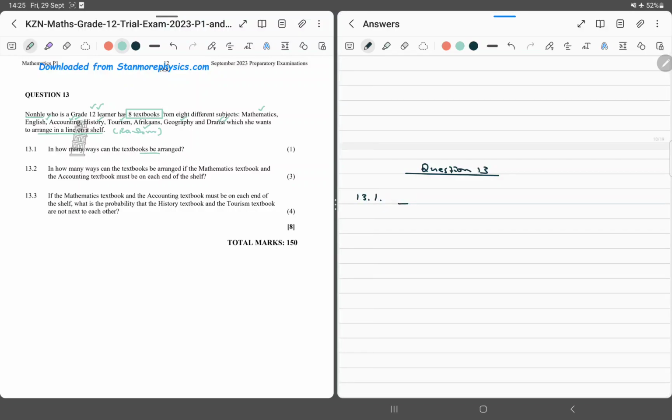13.1. We've got 8 spots. 1, 2, 3, 4, 5, 6, 7, 8. For the first one, she's got 8. For the second one, 7 options, 6 options, 5 options, 4 options, 3 options, 2 options, 1. And we're multiplying like that. So what is this thing called? It's called 8 factorial. So let's sort it out. What is 8 factorial? It gives us 40,320 ways or arrangements.